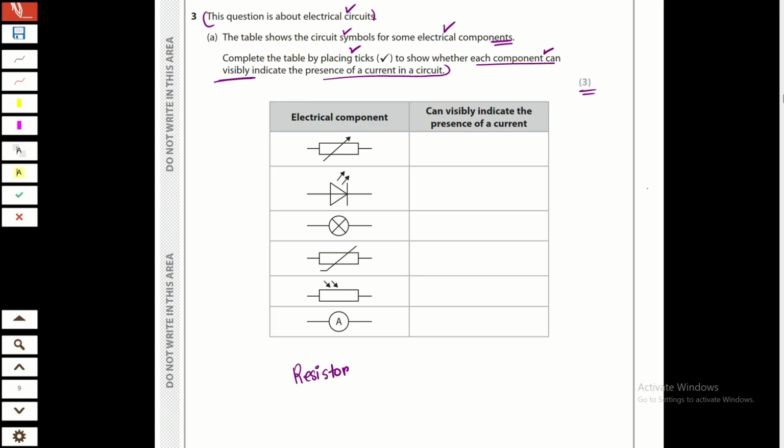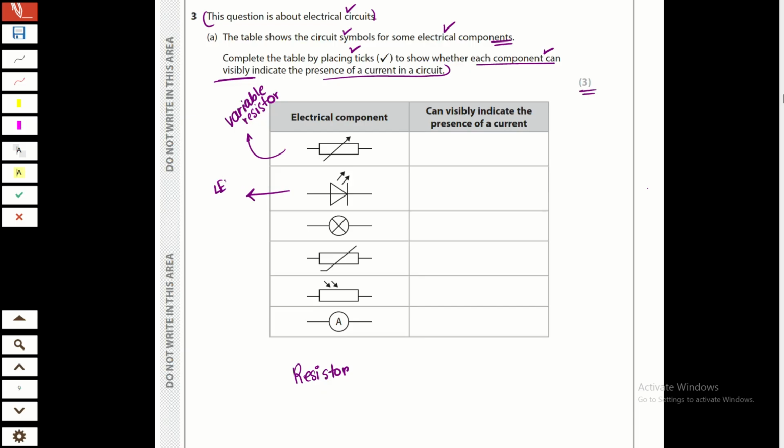So first of all, find all the different types of resistors, and excluding those ones, the remaining ones would be our answer. Okay, so the first one is basically a variable resistor. A resistor actually does not indicate the presence of current in a circuit. So this won't be our answer. We won't be placing any tick on this one.